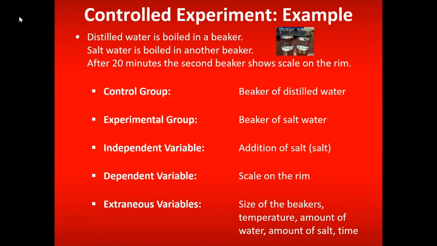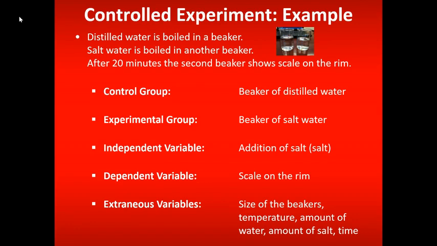You have distilled water in a beaker, and then you have another beaker with distilled water, and it's boiled just the same, probably using the same amount of water, the same type of water, but the only difference is we add some salt to the second beaker. That salt would be the independent variable. So our two groups: the control group, the beaker of distilled water, and the experimental group, the beaker of distilled water with salt in it, and the independent variable of salt.